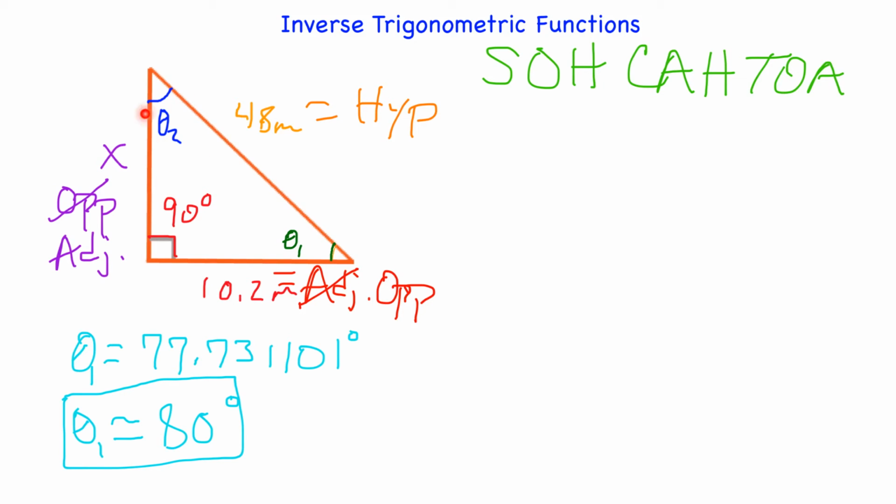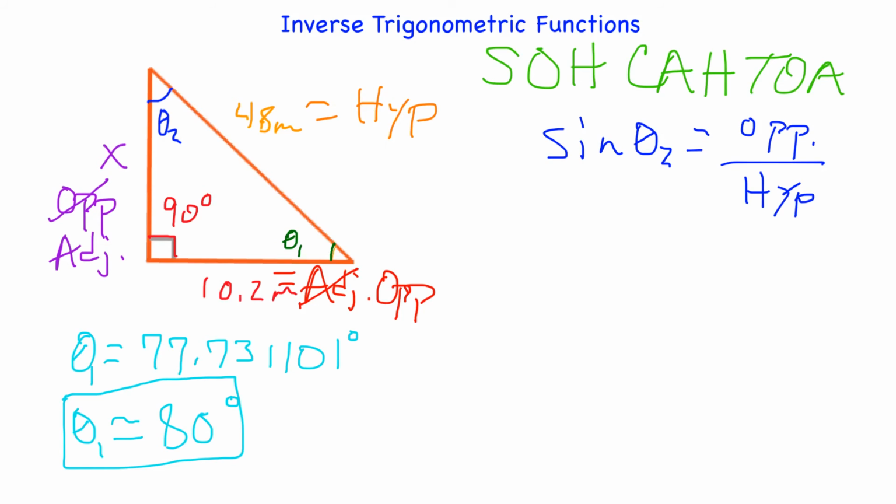Now, since we want theta 2 and our adjacent side is an unknown value, then we want to make sure we don't use anything that has adjacent in it. So that means that the cosine is out and that the tangent function is out. So we're going to use the sine function to figure out what theta 2 is. So let's go ahead and write that down. We have the sine of theta, and we'll go ahead and say theta 2 is equal to the opposite side over the hypotenuse.